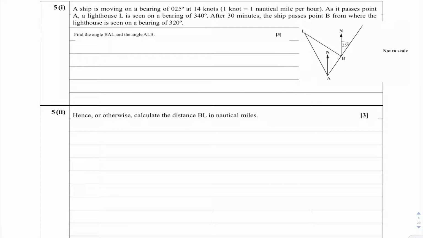After 30 minutes, so first of all, this is our 025 degrees, and the bearing from the lighthouse is this one here, which is 340 degrees. After 30 minutes, the ship passes point B, from where the lighthouse is seen on a bearing of 320. So 320 will start from there and go all the way to there. So that's 320 degrees.